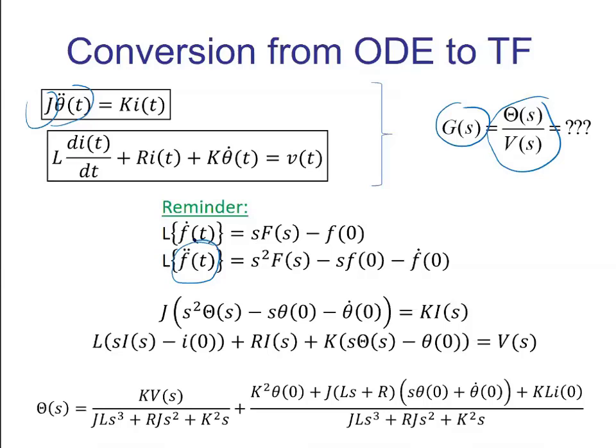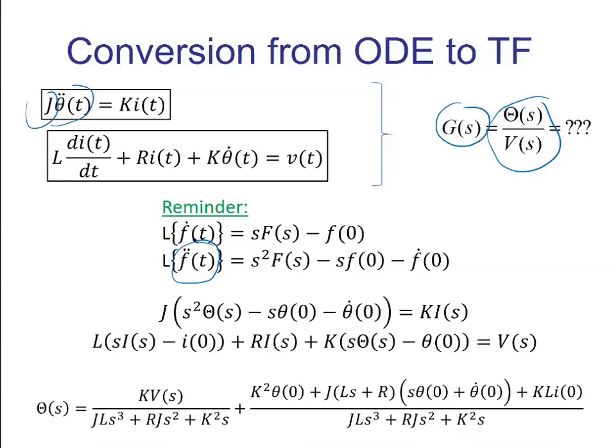That's it. Now, out of that system of two equations, we want to find G of S, which is theta of S divided by V of S. So we want to isolate that, and get rid of everything else. So what is everything else that we want to get rid of?